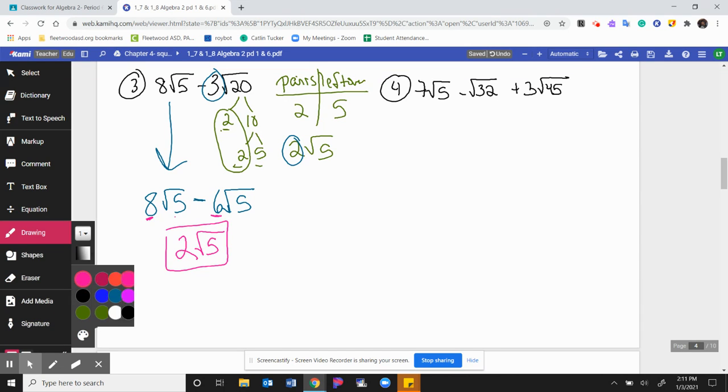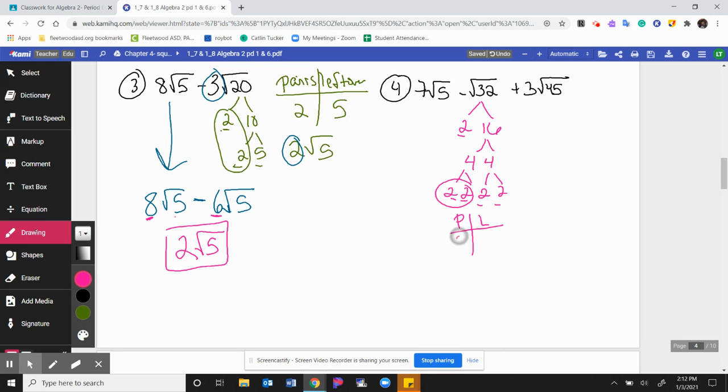So let's move on to 32. Okay, 32 can be broken down. Use your calculators. Pause the video, use your calculators. Okay, I'm getting 2 and 16. 16 then is 4 and 4, 2 and 2, 2 and 2. All right, so if I do my chart here of pairs and leftovers, I got a pair of 2s. I have another pair of 2s, and then I have this leftover 2 from up top there. So that would be 4 times the square root of 2.